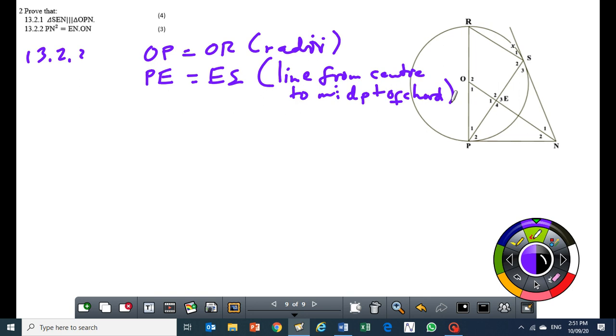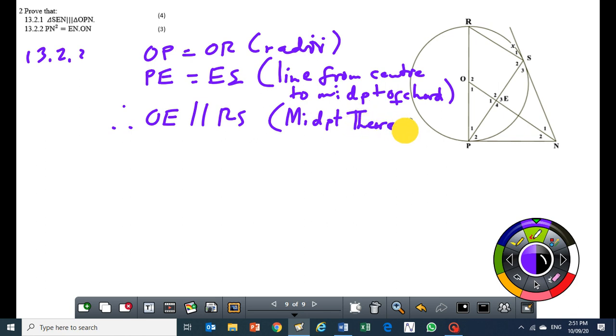Now, because of this, we can say, therefore, OE is parallel to RS. Okay? And our reason there, midpoint. And then the natural effect will be, so what do you think I should take as a reason? Okay, so we can put the midpoint here because I was confusing myself with the converse. Therefore, OE is going to be equal to half RS.